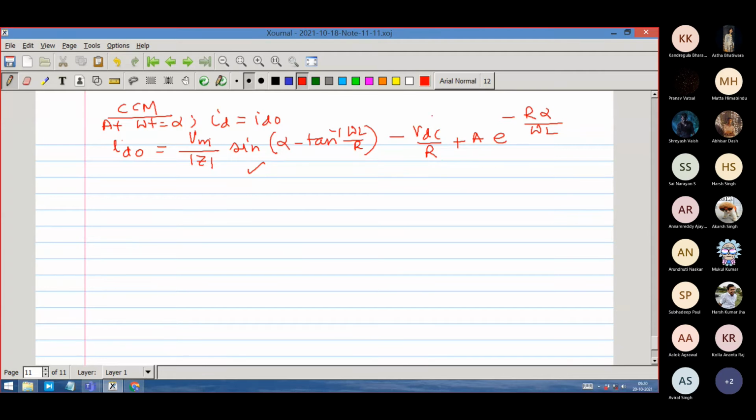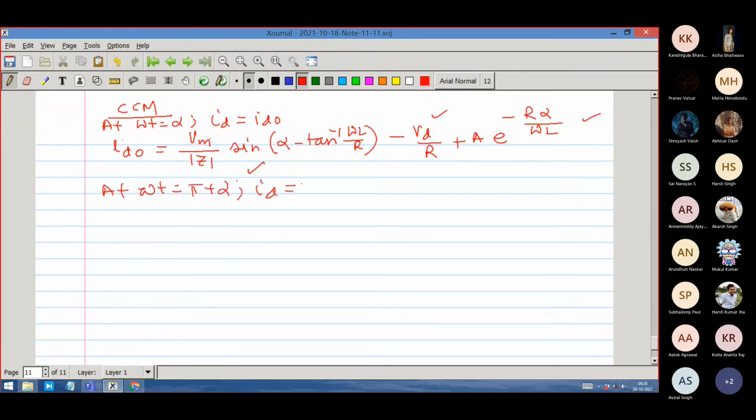Minus Vd by R, because there is one DC source here, Vd, plus A, the constant of integration that we require to match the initial condition, and this is the time constant exponential term. But we are calculating at omega t equal to alpha, so that specific value of omega t equal to alpha has been put in the equation. So this is the situation, and the same equation holds at omega t equal to pi plus alpha.